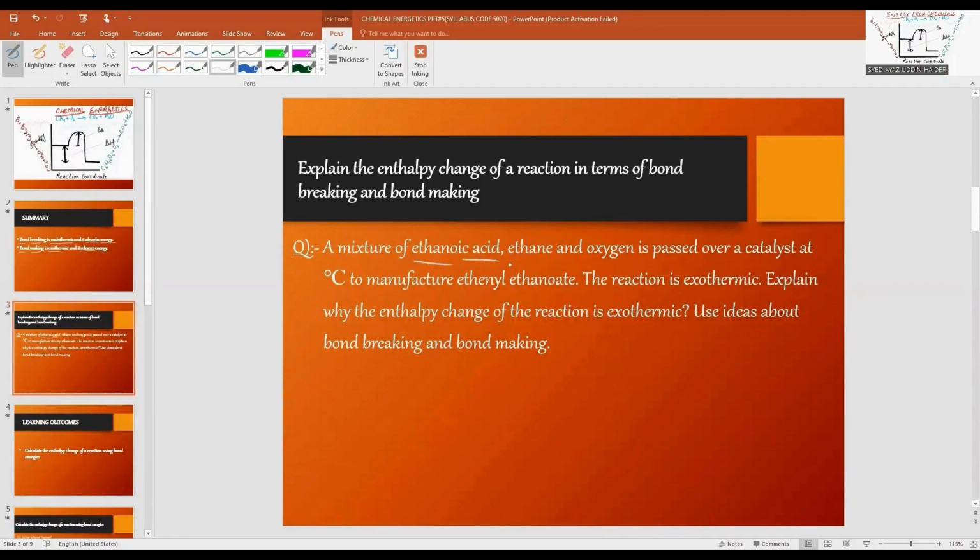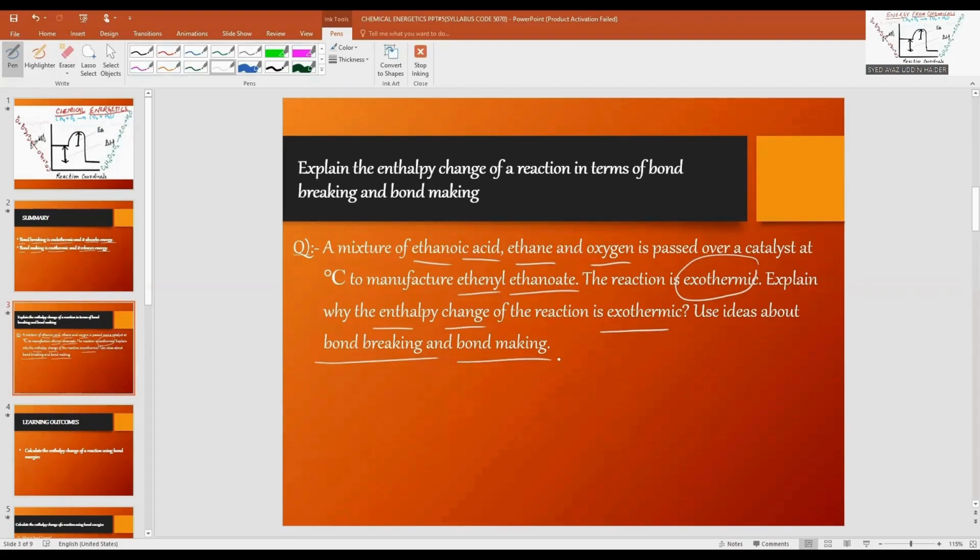Ethanoic acid, ethene, and oxygen is passed over a catalyst at high temperature to manufacture ethenyl ethanoate. The reaction is exothermic. This information is important. It's exothermic. Explain why the enthalpy change of this reaction is exothermic. Use ideas about bond breaking and bond making. Now I'm solving the question for you.